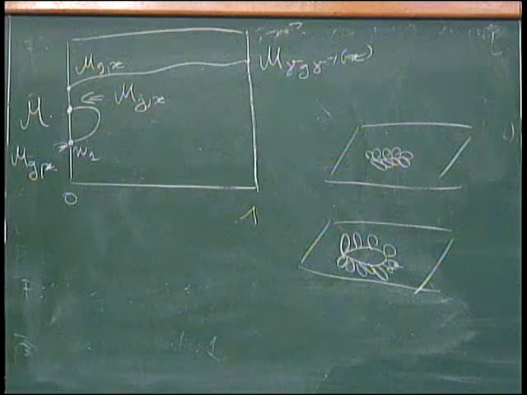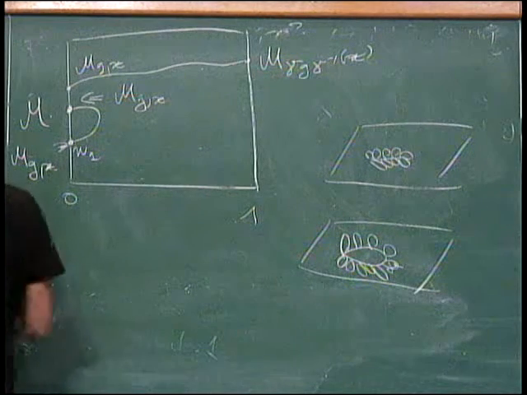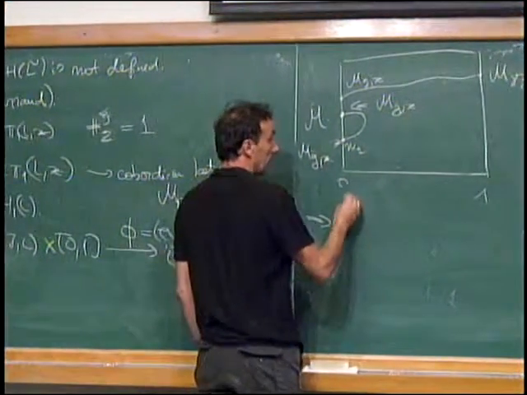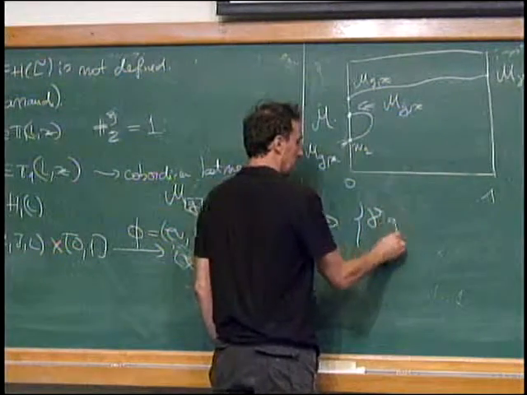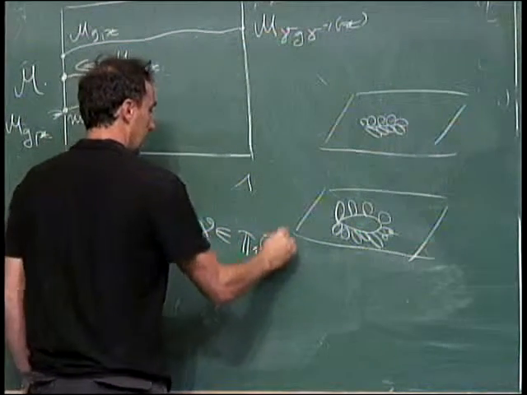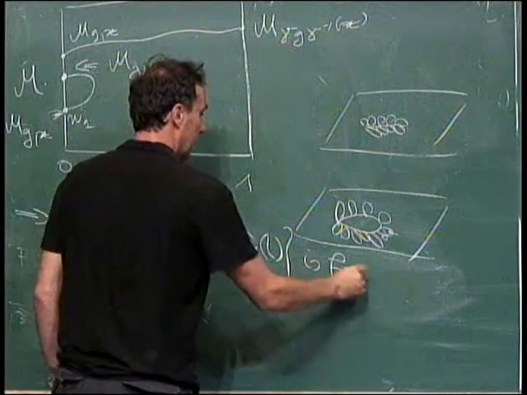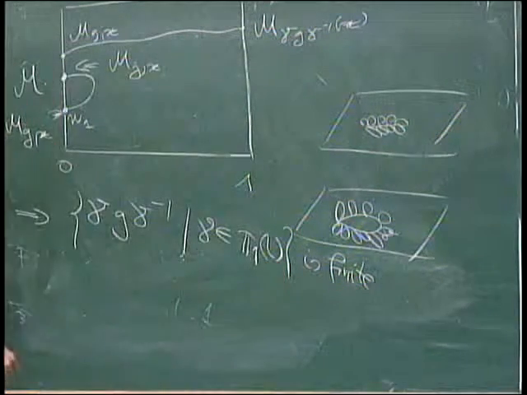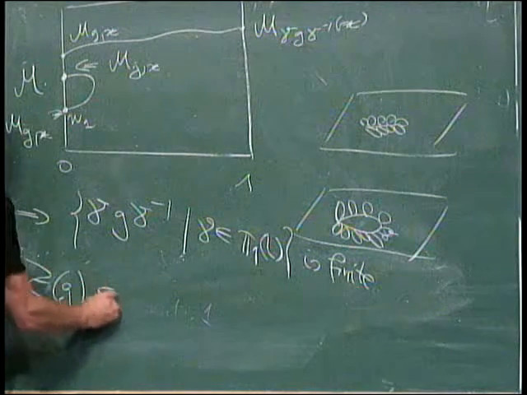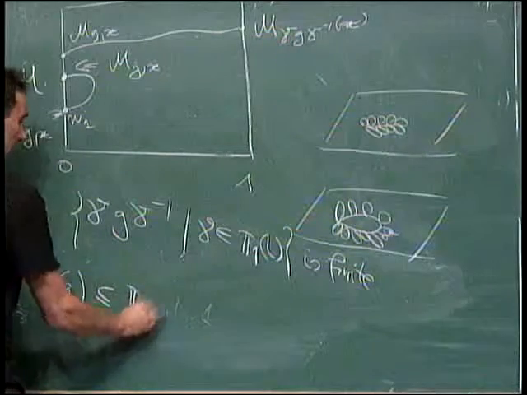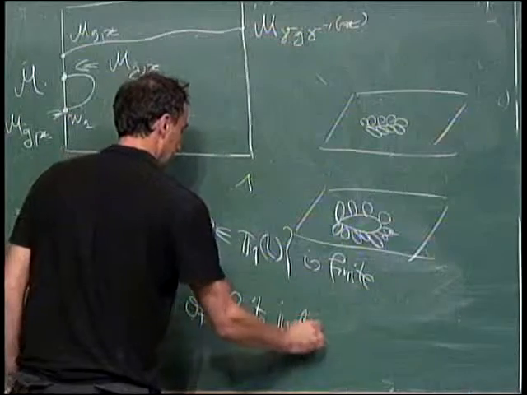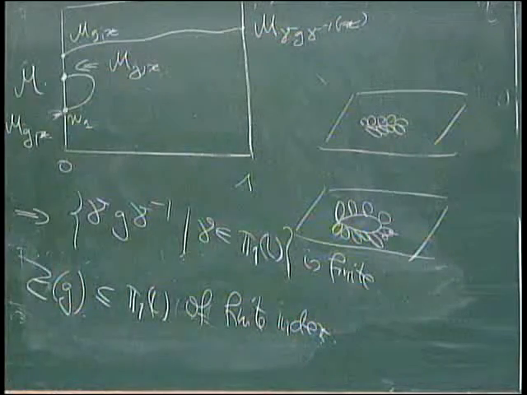So this all implies that in this case, if the Floer homology of L is not defined, then this set, the set of conjugates of G, is finite, which actually means that the centralizer of G in pi 1 of L is of finite index. Okay.